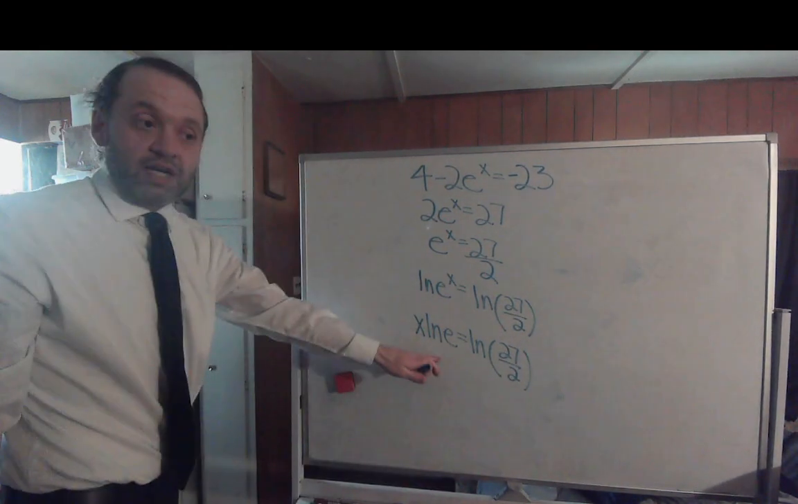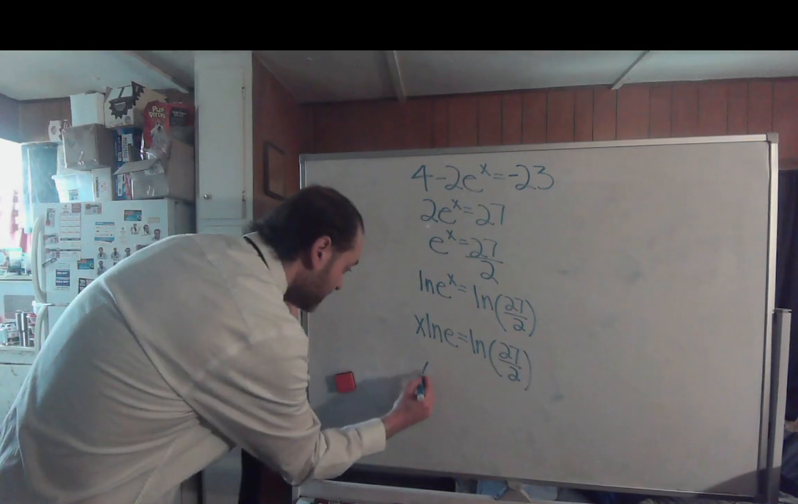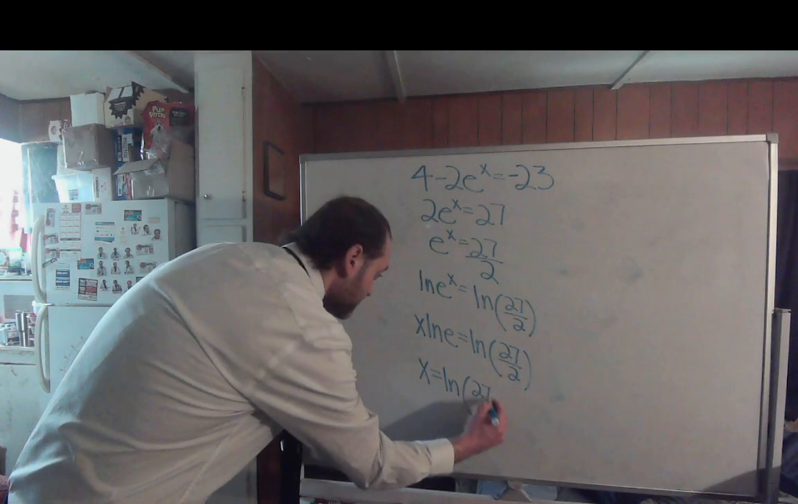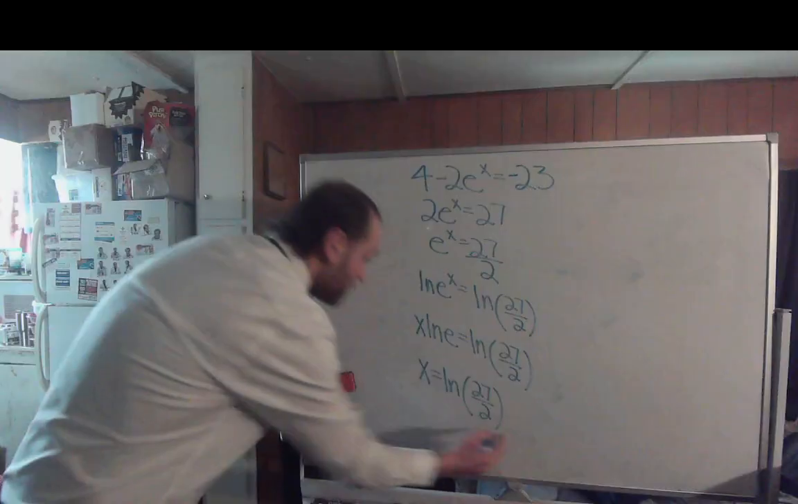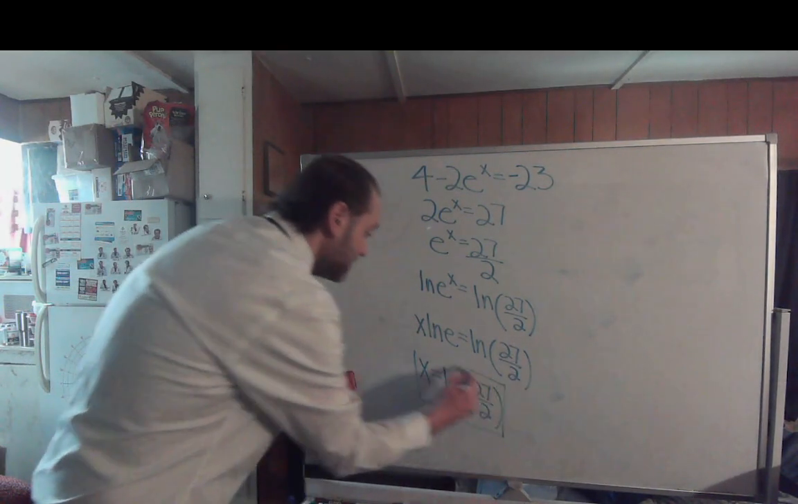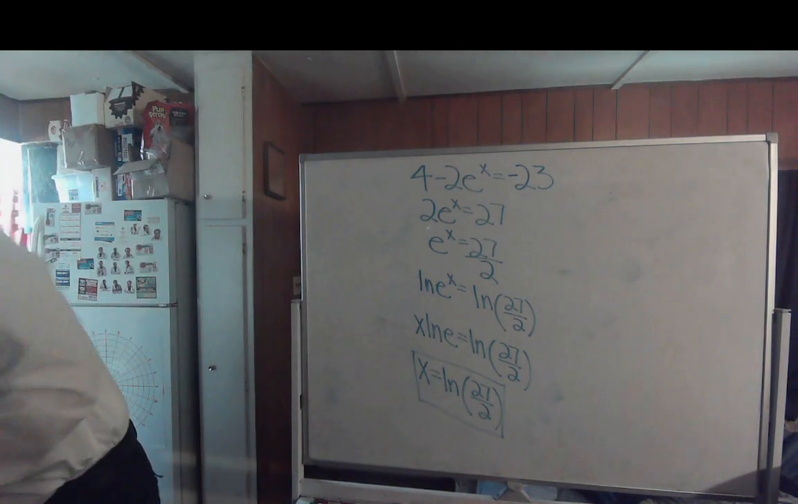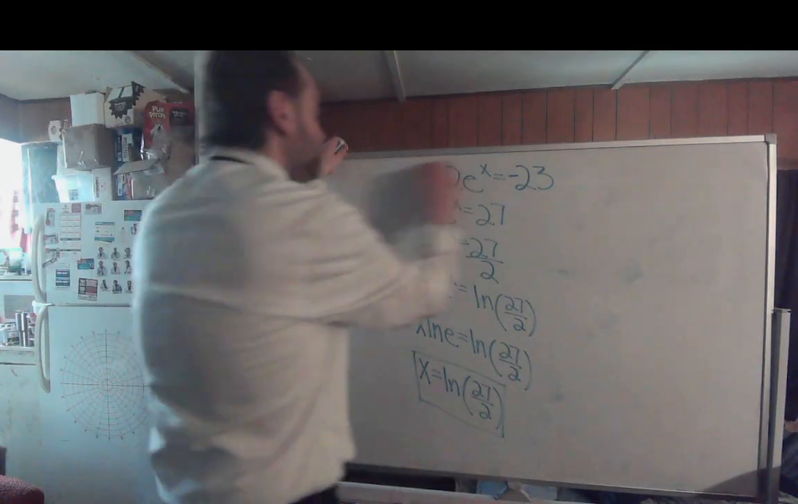Well, natural log of e is just 1. You're literally left with x equals the natural log of 27 halves. That's what you'd end up getting, is that x equals the natural log of 27 halves. I have 2 more.